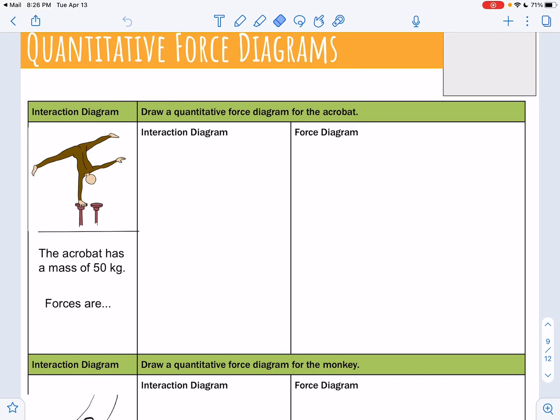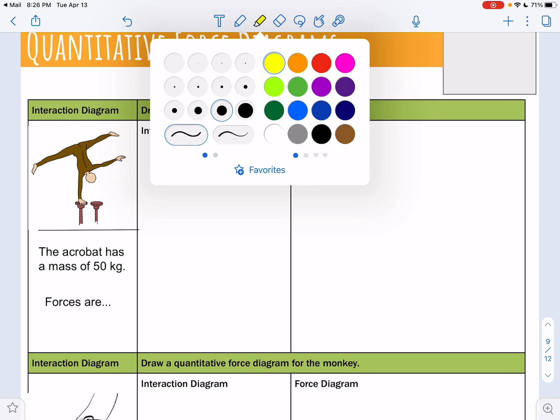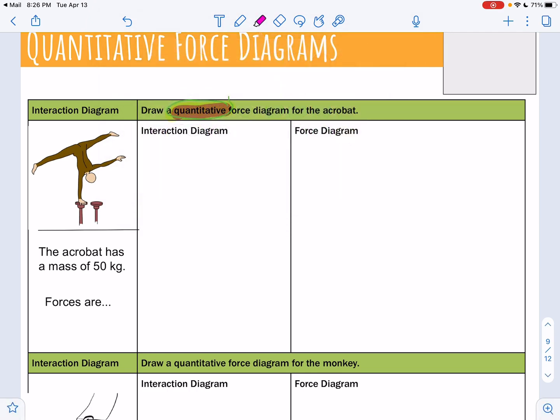Okay, so this is the one that we're going to go over in class, but just in case you missed it or need to see it again. An Acrobat has a mass of 50 kilograms, and we're trying to draw a quantitative force diagram for the Acrobat. So quantitative, why do none of these colors work? Quantitative, remember, means with numbers. So these need to have numbers on them.